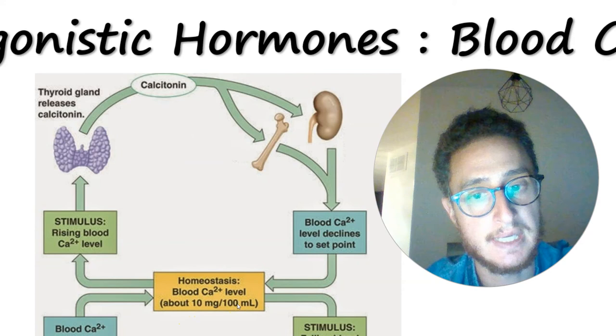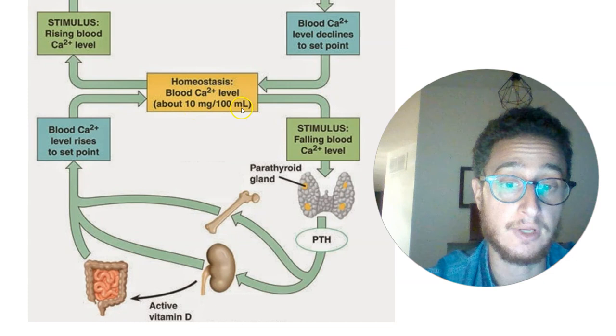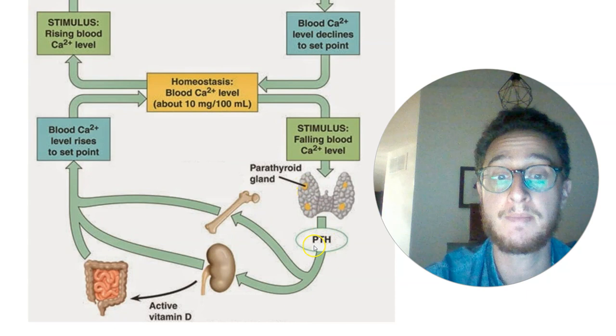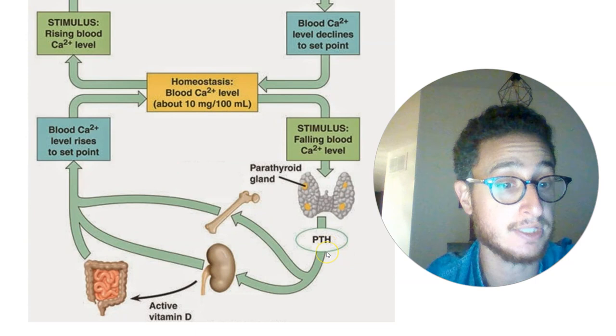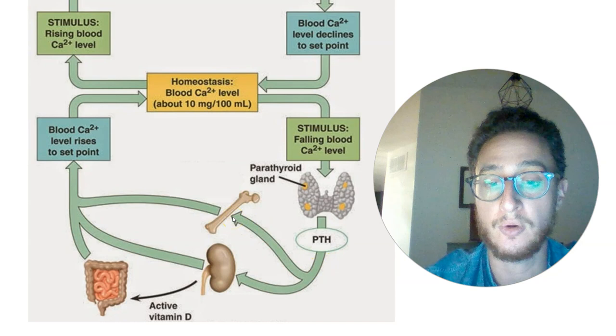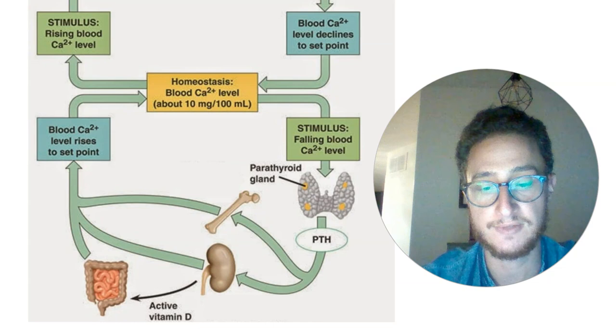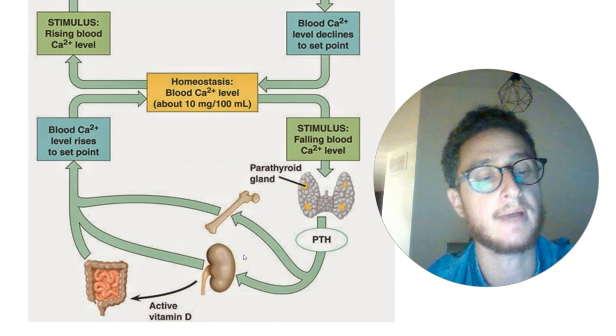If for whatever reason your blood calcium levels start to go down, the parathyroid gland kicks in and says, well, low in calcium, make parathyroid hormone, or PTH for short. And that's going to have the opposite or antagonistic effect to calcitonin, where it's going to tell you to break down your bones to release some calcium. Obvious consequences there over long periods of time. It's also going to tell your kidneys to take up more calcium back from the pee.